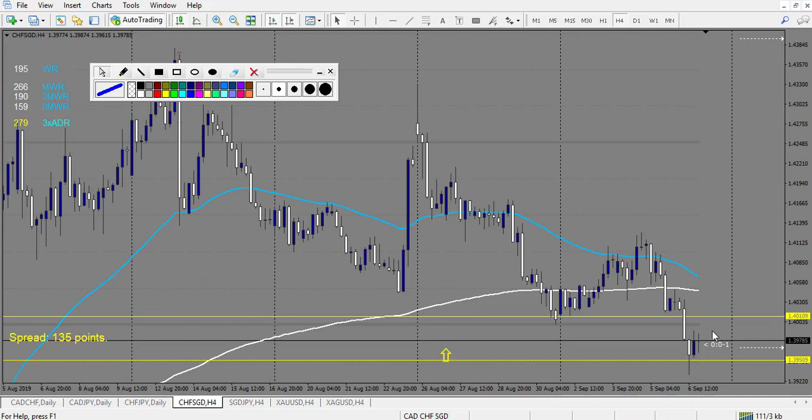So CHF Singapore. We have this arrow saying we go up. On Monday morning we have an engulfing candle right here, engulfing this little doji. After price comes to it and creates a new doji, you have a breakout entry or a retracement entry. Stop loss is below this one.